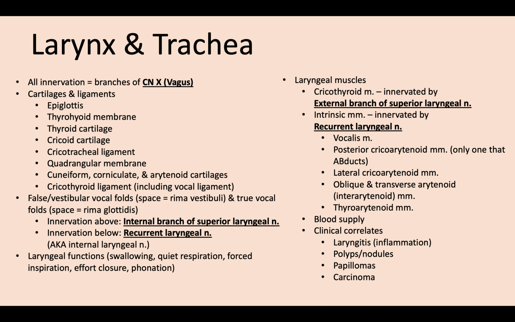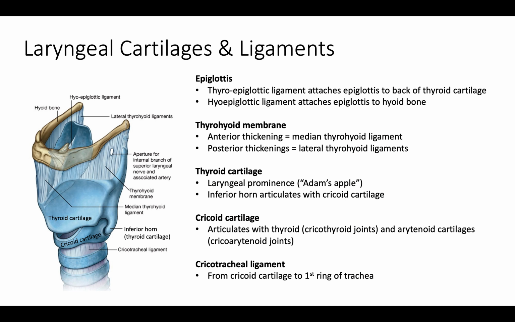Okay, so larynx and trachea. It's all innervated by our vagus. We've got true and false folds. Above the folds, it is going to be the internal branch of superior laryngeal, and below is going to be recurrent laryngeal. That's important to know. And then our laryngeal muscles, we've got our cricothyroid innervated by the external branch of superior laryngeal, and then we've got our intrinsic muscles innervated by the recurrent laryngeal.